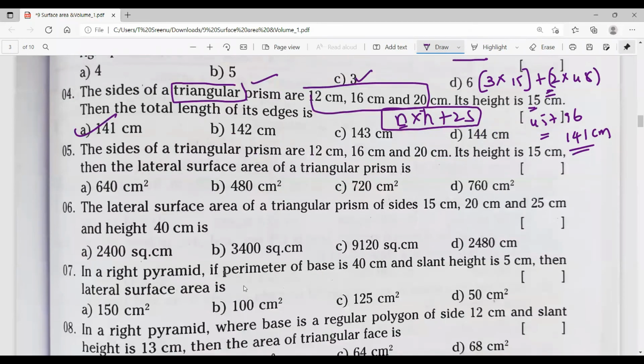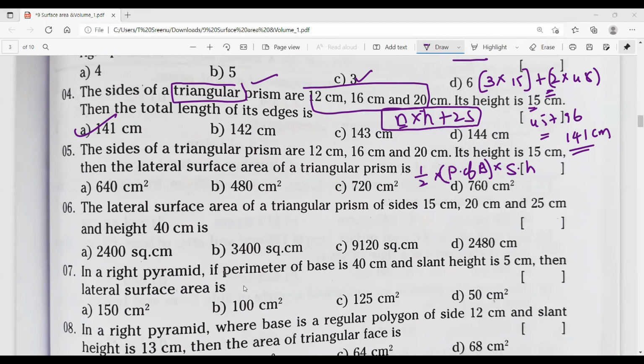Next one, lateral surface area of a triangular prism. Formula I'm writing here: 1/2 perimeter of base into slant height. Formula number 5. Just write.